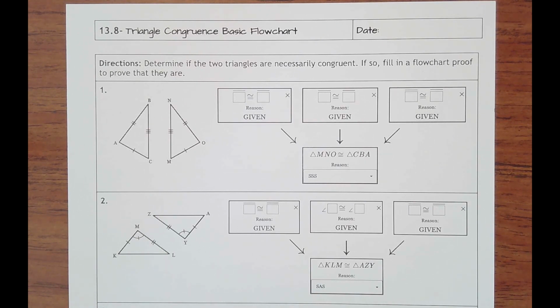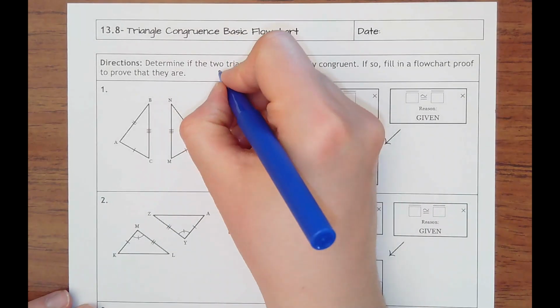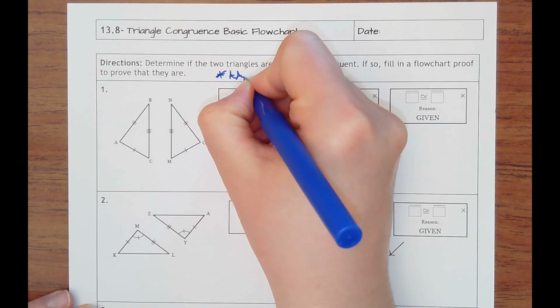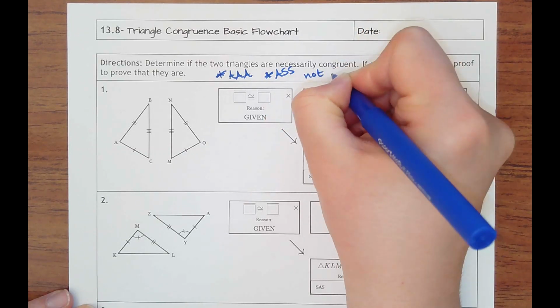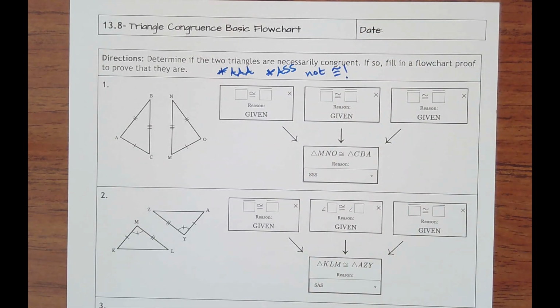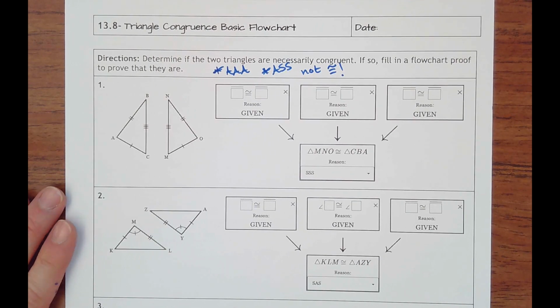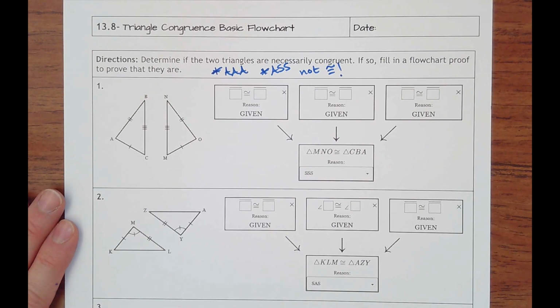It says, determine if the two triangles are necessarily congruent. So do we know without a doubt that they are the exact same triangle? If so, fill in a flowchart proof to prove that they are. I've chosen 3 examples that are all congruent, but of course you'll get some that aren't, and you just need to know that. Those are not congruent. Everything else should be.